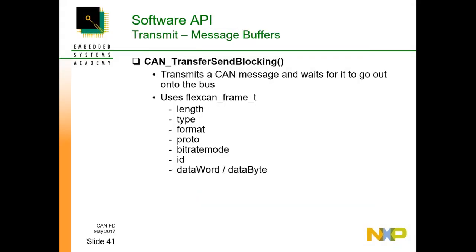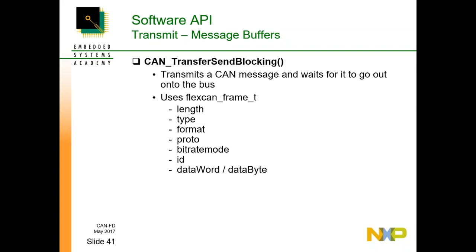Transfer send blocking transmits a message and doesn't return until the message has appeared on the bus. Passed to this function is a structure that defines the message. Length holds the message length in bytes. Type specifies if the message is an RTR or not for classical CAN. Format defines if the message is an 11-bit or 29-bit identifier. Proto is used to enable FD frame transmission for this message.